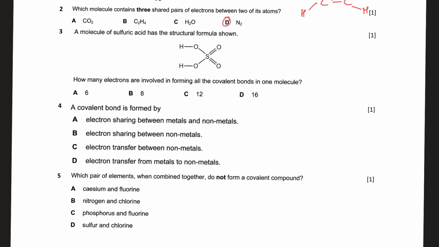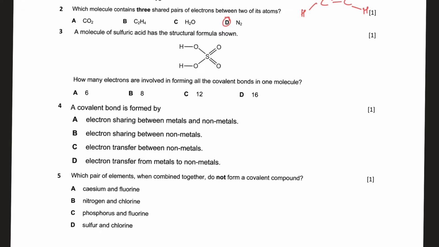A molecule of sulfuric acid has a structural formula shown. Now you can notice that sulfur over here has 12 electrons in the last shell when it's sharing, but that's fine. We don't need to actually go into the details of why that happens, and you will not be asked to draw this structure if it ever comes. They will give you the structure and ask you questions according to that.